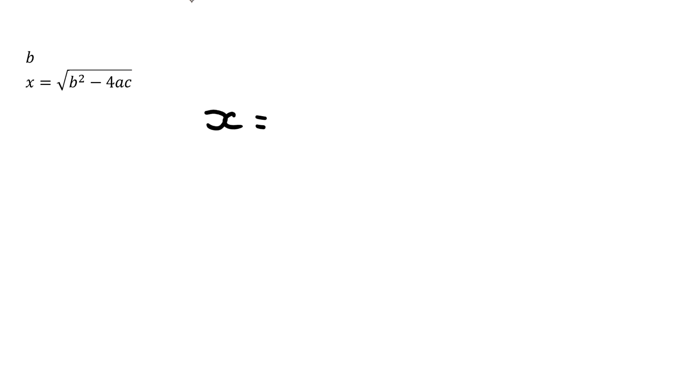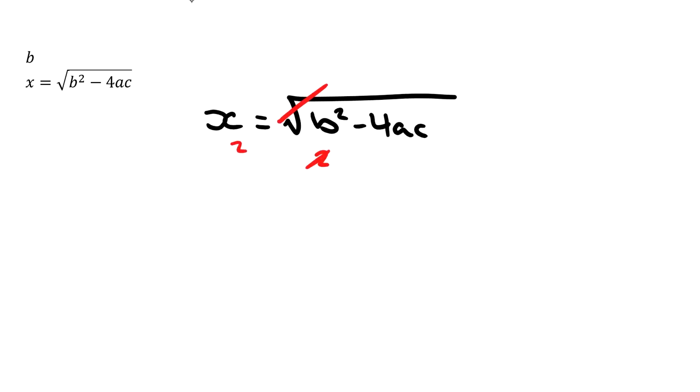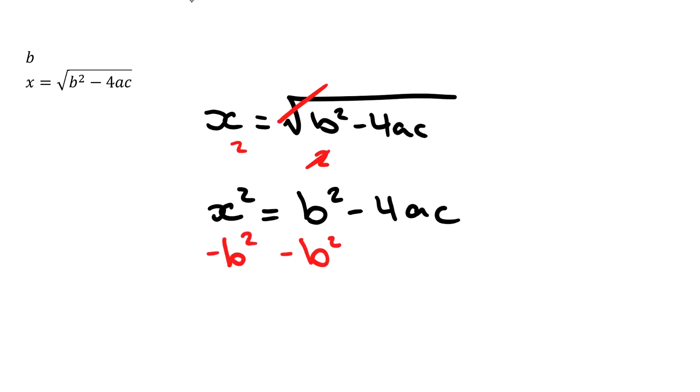Now we have x equals the square root of b squared minus 4ac. So we want the b to be the subject and it is inside that square root, so we need to get rid of it. So I'm going to square everything. That cancels that out. And I'm left with x squared equals b squared minus 4ac. I then want to get rid of the b squared. I don't need it there. It is a positive because it doesn't have a negative out the front. So I will minus b squared from both sides. That cancels that out. So x squared minus b squared equals minus or negative 4ac.